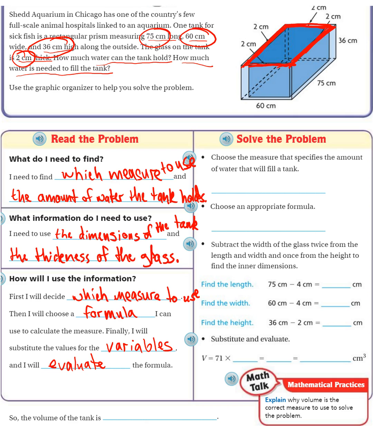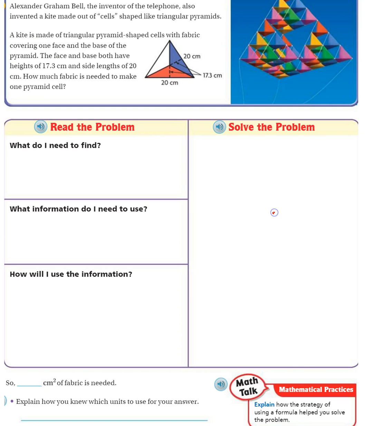Choose the measure that specifies the amount of water that will fill a tank. I need to find volume. And so remember, volume equals length times width times height. Choose an appropriate formula. Volume equals length times width times height.